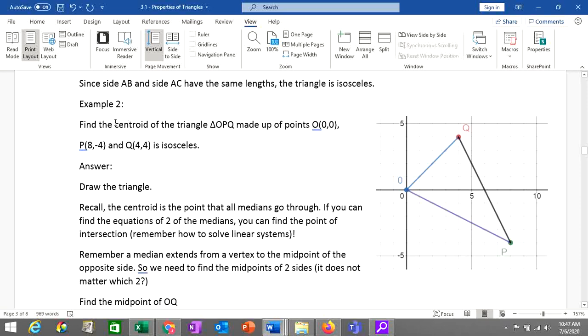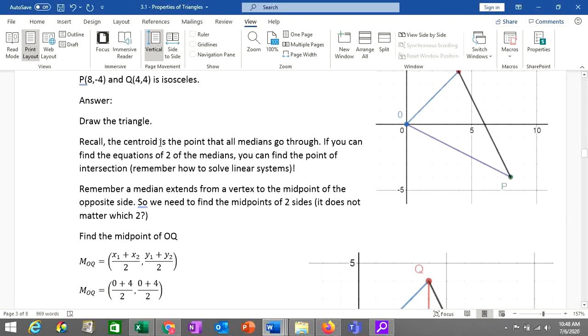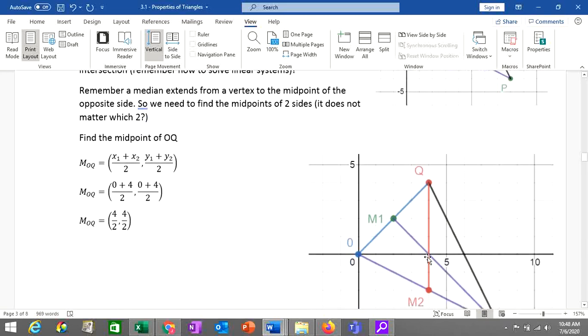And if you remember, the centroid is the point where all the medians of the triangle, right, the lines extending from the point to the midpoint on the other side, where all the medians will join. So there's a point in the middle somewhere that's the centroid. We have to find it. Okay, so we know that it's the point where all the medians connect.